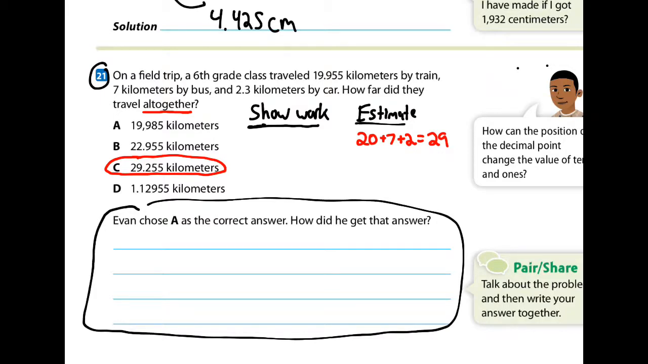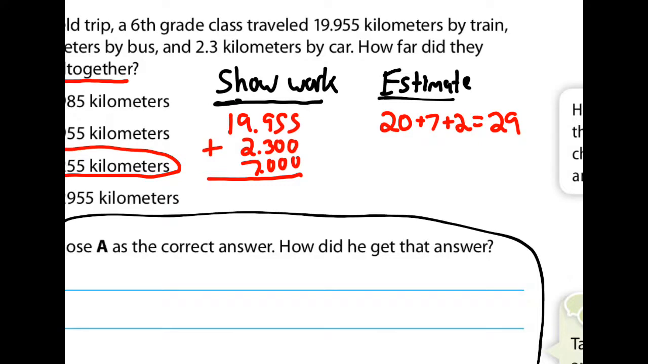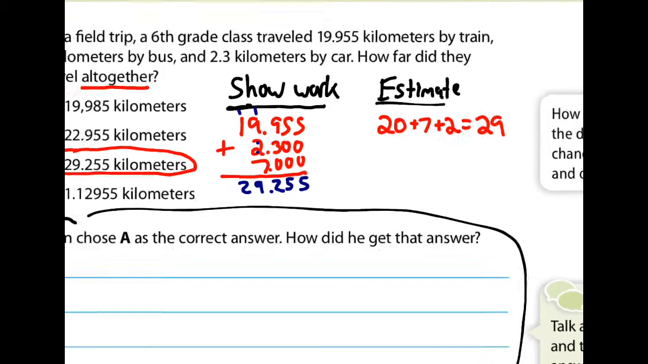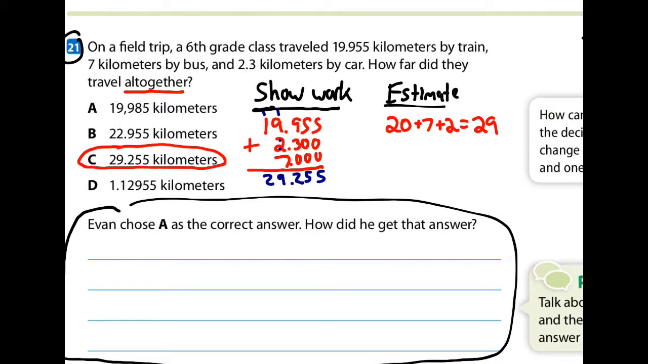You're ready? So I'm going to do 19.955 plus 2.300 plus 7. Now watch where I line up my 7. It should be 7.000. Okay, did you line up your 7 correctly? A lot of people put the 7 in the wrong spot. If you did, pause the video and fix it. Okay, add those up. I get 5, 5, 12, carry the 1. So 1 and 9 is 10, 11, 12. 12 and 7 is 19. 2. And yes, the answer is C.